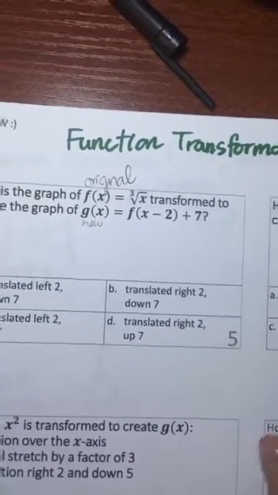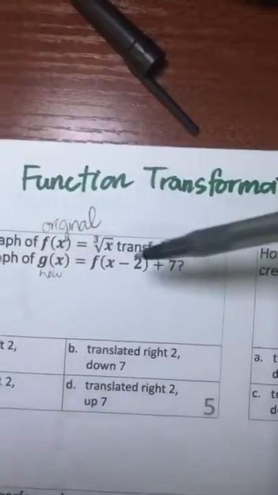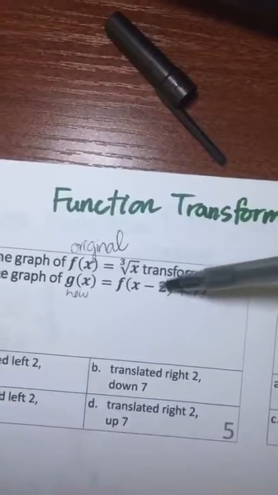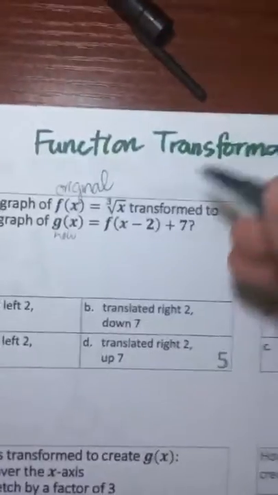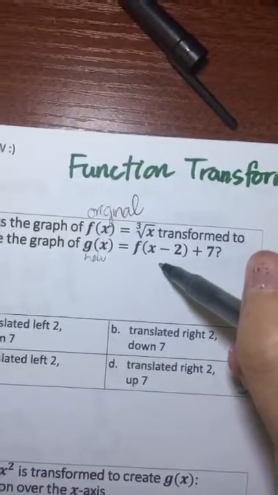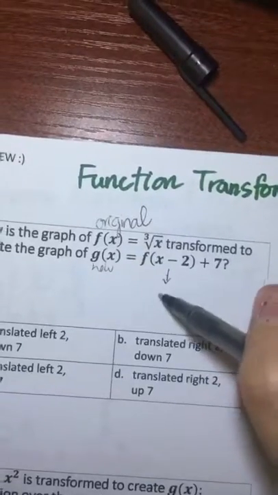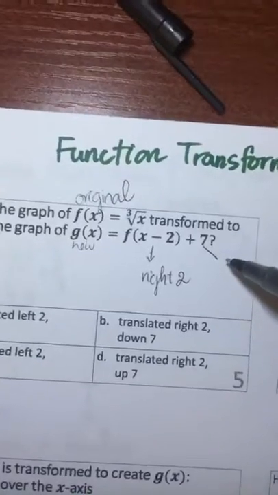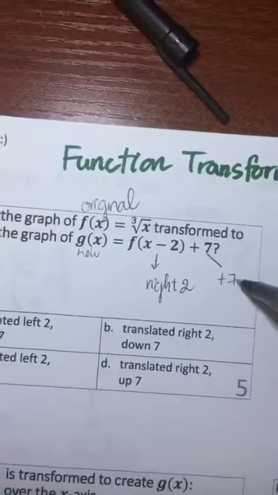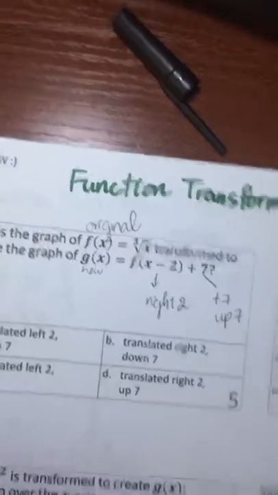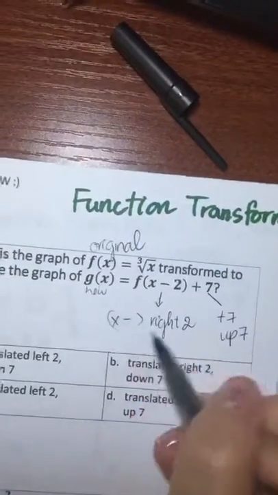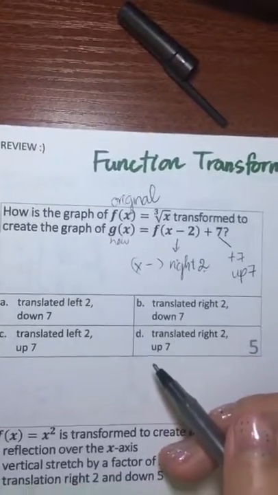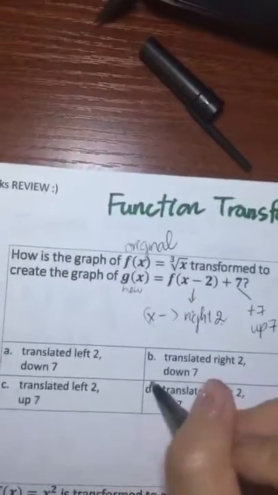Okay, so the general rule is if the number is inside the parenthesis together with the x, since you have x minus, you need a positive number to make a 0, right? So you need to move to the right too. So this will go to the right 2 units. And then at the end, we either have up or down. If you have plus 7, then you go up 7. Okay? Again, if x minus, you go to the right. If at the end you have plus, you go up 7. Okay, so the answer is D.